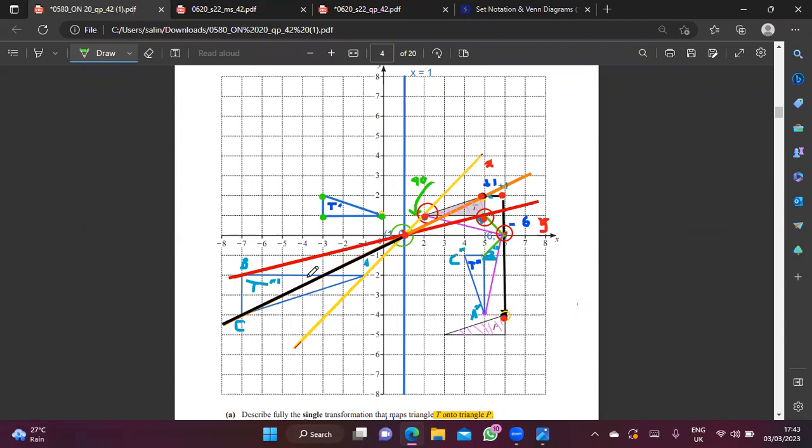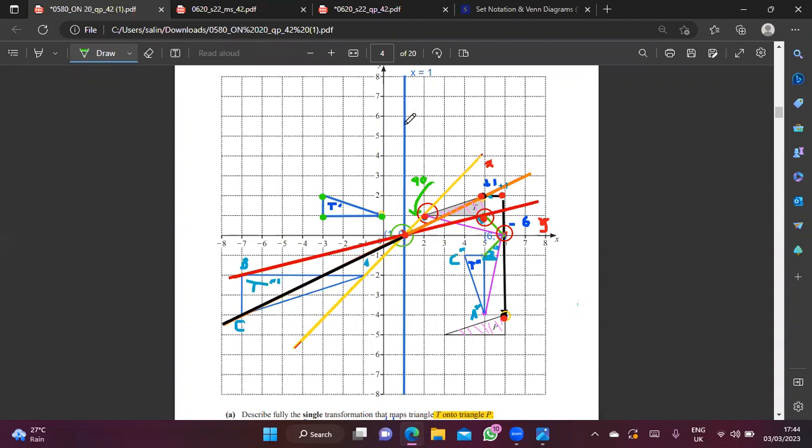Understand? Then what do we need to do? You just need to use your ruler with a pencil. Just draw the image. Draw the triangle. Triangle must be opposite. It shouldn't be the same. The size and the shape should be the same, but it's opposite. And then you just put T dash. And that is your working.